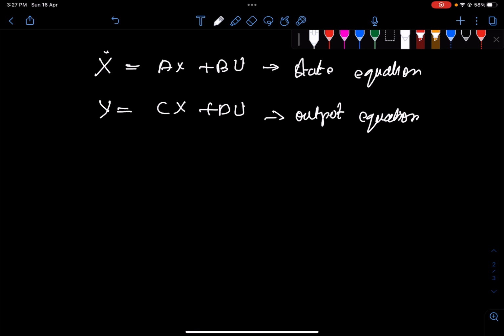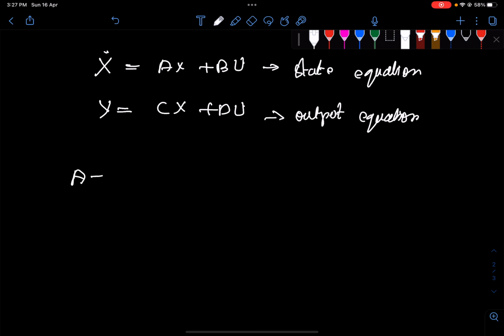Everyone is getting confused from where I wrote these two equations. This is the general representation for an LTI system, the state space equations. What is this one? Some x dot is there, x is there, u is there, B is there, y is there, C is there. So let me introduce them one by one.